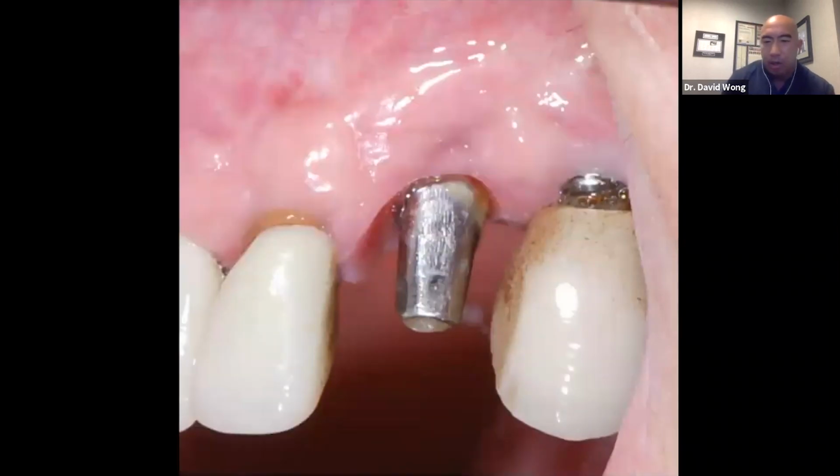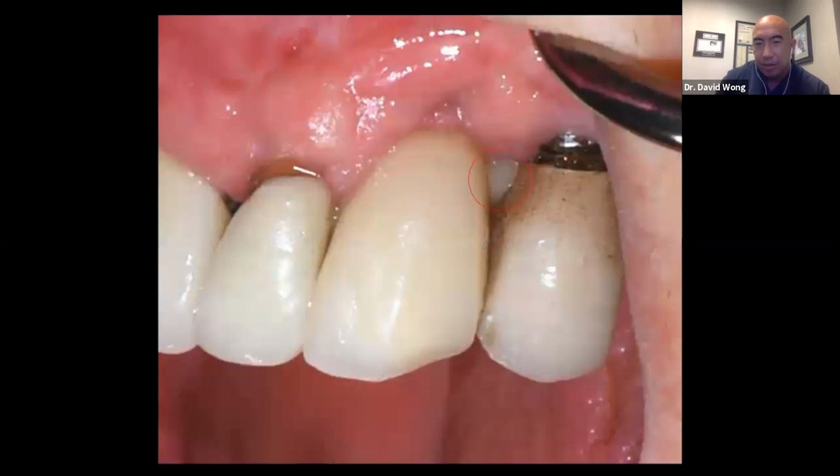So here we are, the older patient. She just wanted another cement retained crown, which is fine. Cement retained crowns are fine, except you've got to remember to remove the cement. So that's how we would retrieve and restore a fractured implant body.